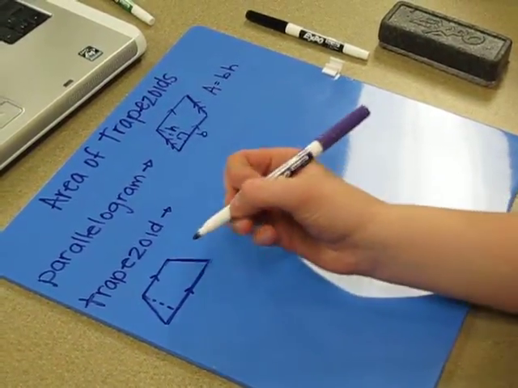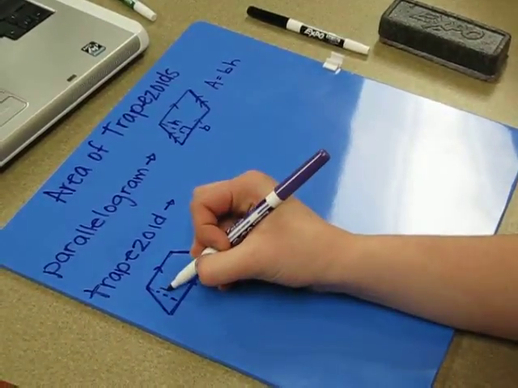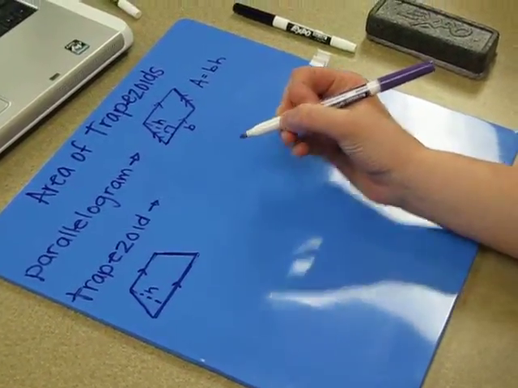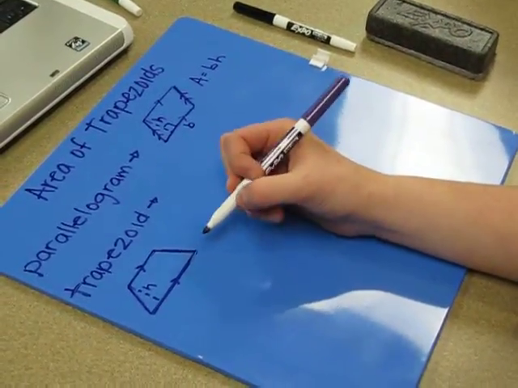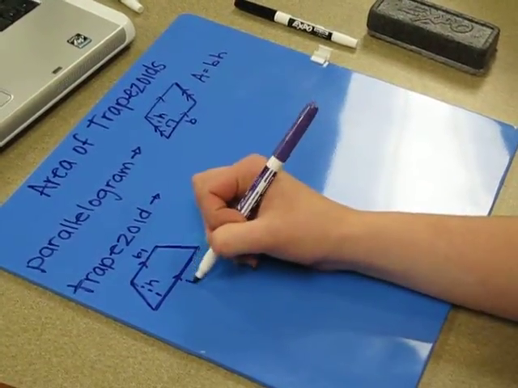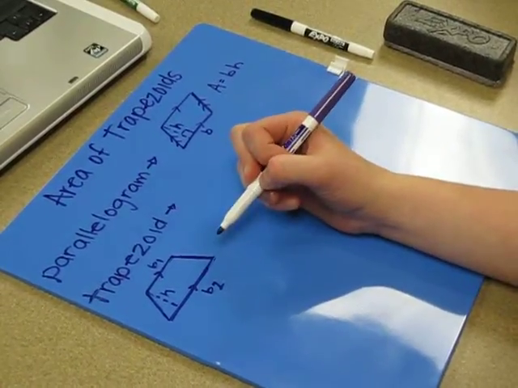The height in the trapezoid looks exactly like the height in the parallelogram, so we'll label this one with an H. We can also see that there is only one set of two parallel lines in this figure, so we'll label these two lines with B1 and B2. The numbers are there because we can see that the lines are not the same size.